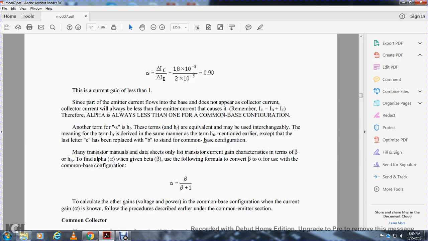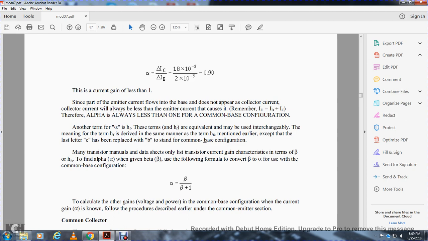Many transistor manuals and data sheets give only the transistor current gain as beta. To find alpha, given the beta, you can use a formula to convert beta to alpha for the common base configuration. Alpha is equal to beta over beta plus 1.